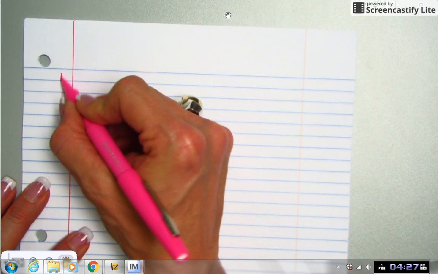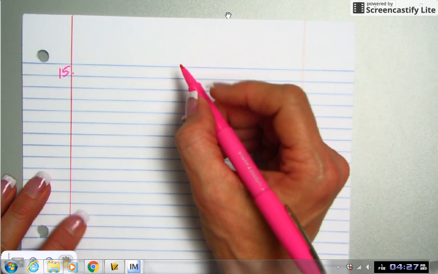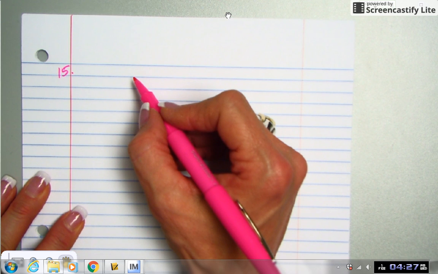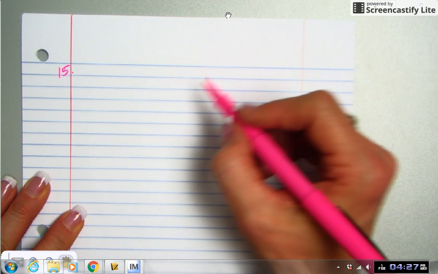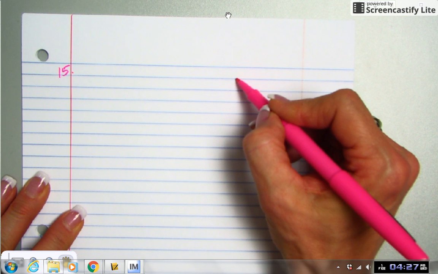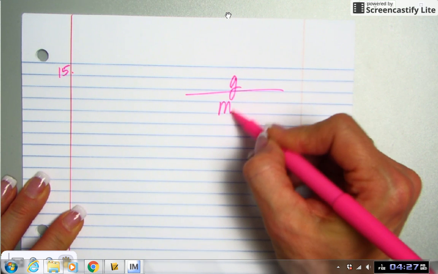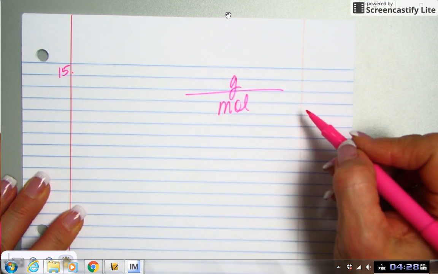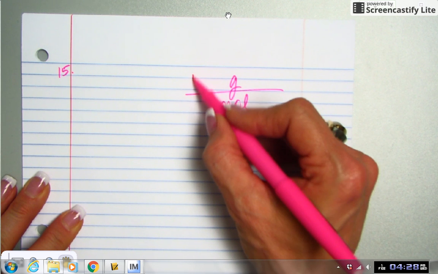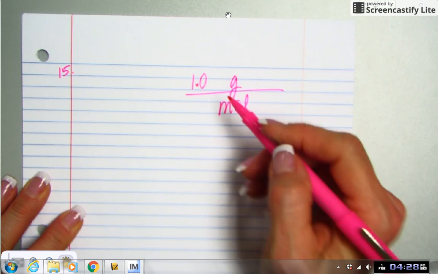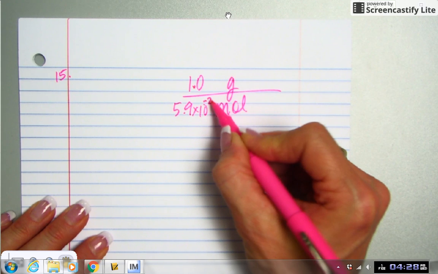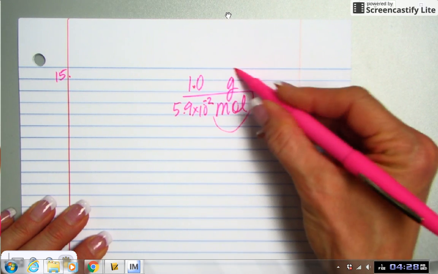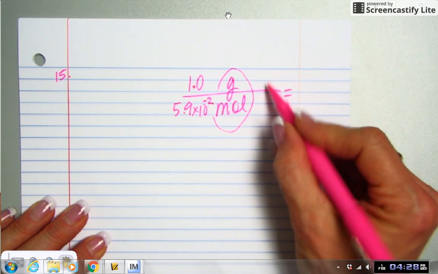All right, the last one, number 15. It says, what's the molar mass of a compound in which 1.0 grams represents 5.9 times 10 to the negative 2 moles? Now, if you're looking for molar mass, remember the units for molar mass are grams per mole. That's the unit you've got to get. Well, they gave you the grams, 1.0 grams. They also gave you the moles, 5.9 times 10 to the negative 2 moles. So if you look at your units, grams over moles, all you've got to do is divide here, guys.